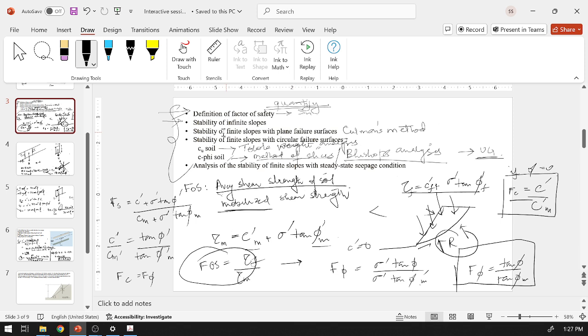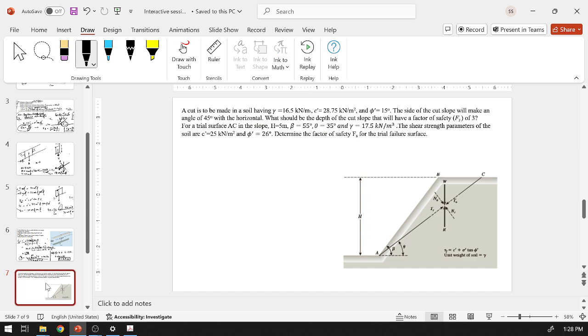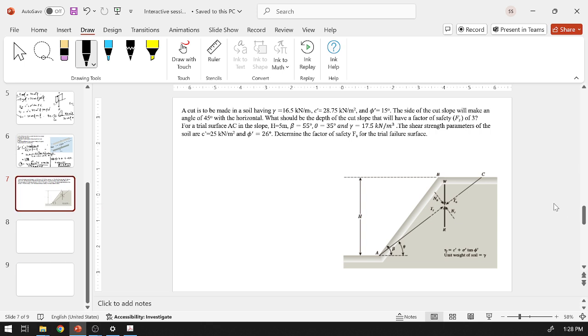The next part is we talked about the definition of factor of safety. We talked about stability of infinite slopes. Now let's talk about stability of finite slopes. As I mentioned, finite slopes can have either a circular failure, or a planar failure. I've not yet uploaded a question for this, that I will do in a while.